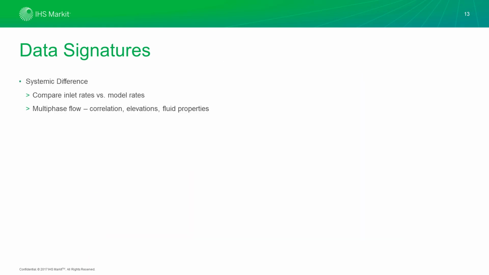So this signature can point to what you could be missing in your model. That's why one of the items I mentioned at the beginning is to check your inlet rate versus your model rate and make sure that they are representative of one another, because if they are not, you could see that systemic difference within the model. If you have been able to rule that out, start looking at multi-phase flow effects and make sure that you're actually accounting for those. Make sure that you're using the right multi-phase pressure loss correlation, and make sure that you incorporate the elevation changes and the appropriate fluid properties.